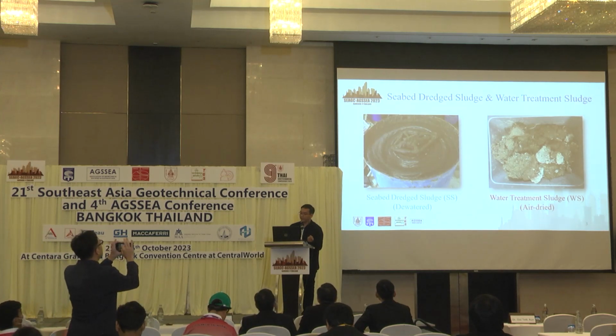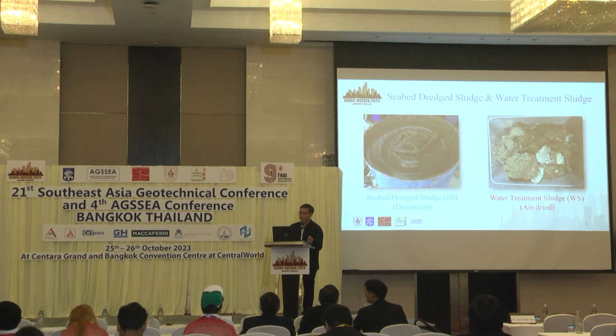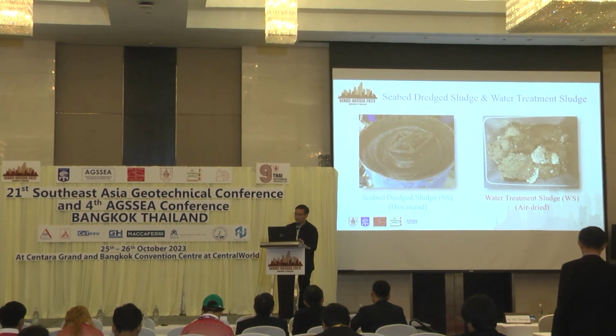The natural waste that we use in this research is high moisture content sludge. The first one, known as water treatment sludge, I will call it WS. It was collected from the dewatering yards of a water production plant in Bang Khen, Bangkok. It was compared to the second type, seabed sludge, or SS, which originates from the dredging process in the second waterway of Bangkok Seaport at Samut Prakan.